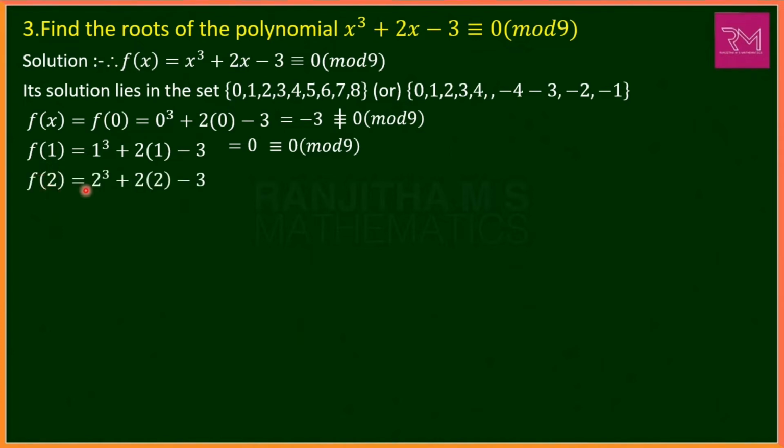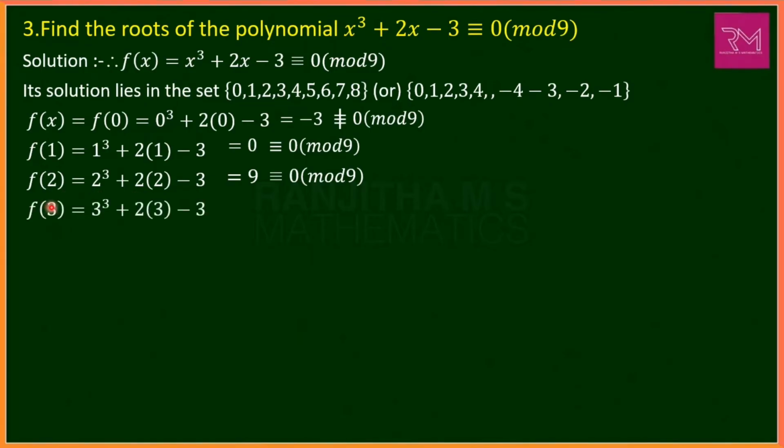If we substitute x equal to 2, here we have 2 cube plus 2 into 2 minus 3. Here 2 cube is 8, plus 2 into 2 is 4. So we get 8 plus 4 is 12, and 12 minus 3 is 9. Obviously 9 is congruent to 0 mod 9 and it satisfies, because 9 divides 9. Therefore x equal to 2 is a root of the polynomial.